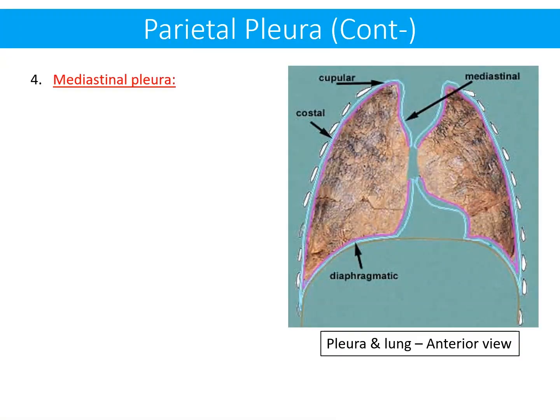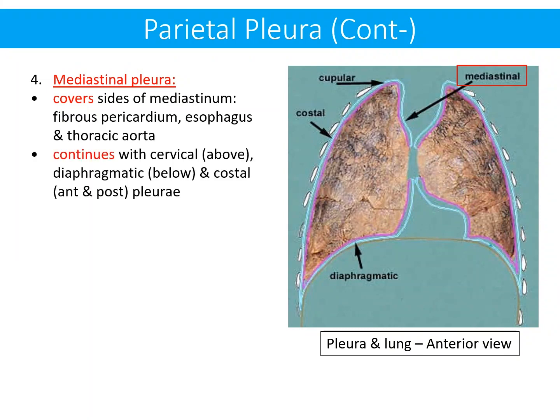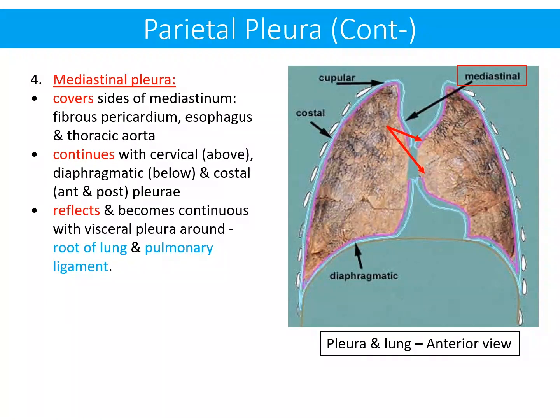Mediastinal pleura covers side of the mediastinum, mainly fibrous pericardium, esophagus, and thoracic aorta. Continues with cervical pleura above, diaphragmatic pleura below, and costal pleura both anteriorly and posteriorly. It reflects and becomes continuous with the visceral pleura around root of the lung and pulmonary ligament. Like diaphragmatic pleura, it is tightly adherent to the mediastinum.